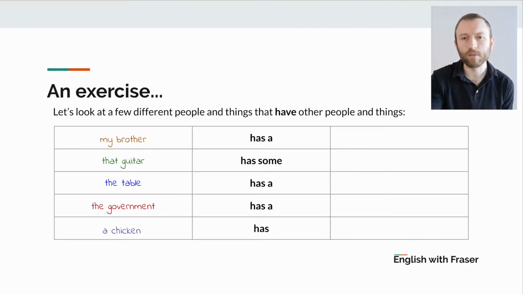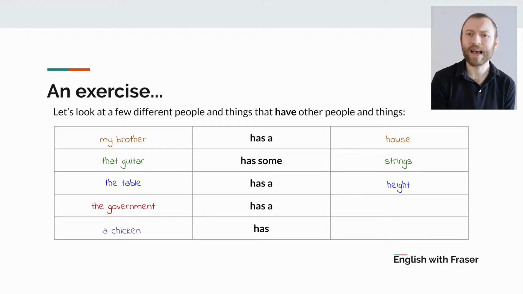But let's give these people some things. So now let's look at the things that they have. My brother has a house. True story. That guitar has some strings. It wouldn't sound very good without them. The table has a height. Now, clearly the verb to have here is doing a slightly different job. The table has a height. Well, it does, but not in the same way as my brother has a house. The verb is kind of doing something different here, isn't it? The government has a policy, and a chicken has wings.